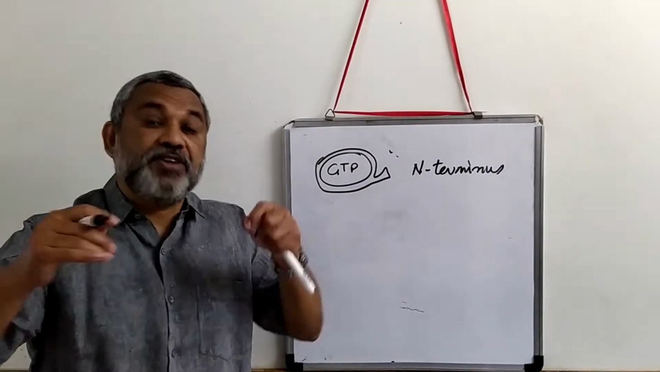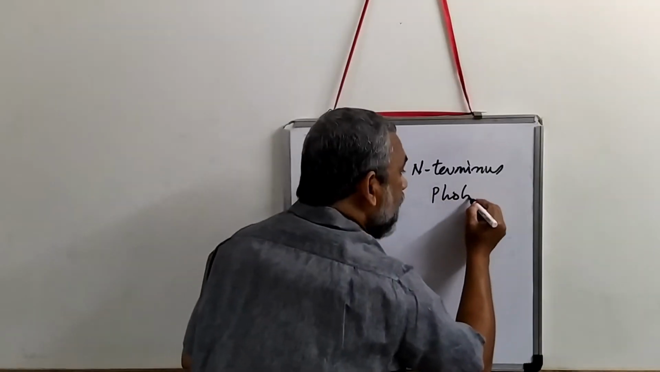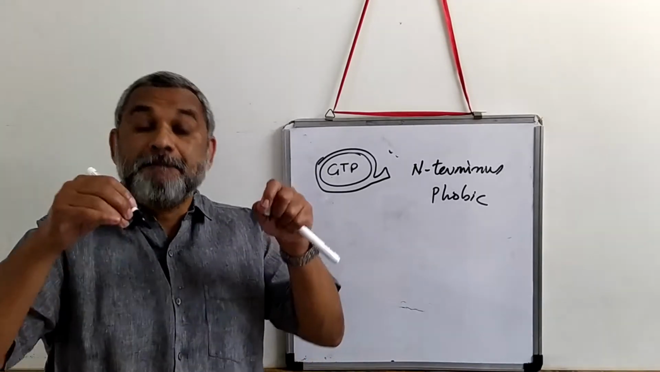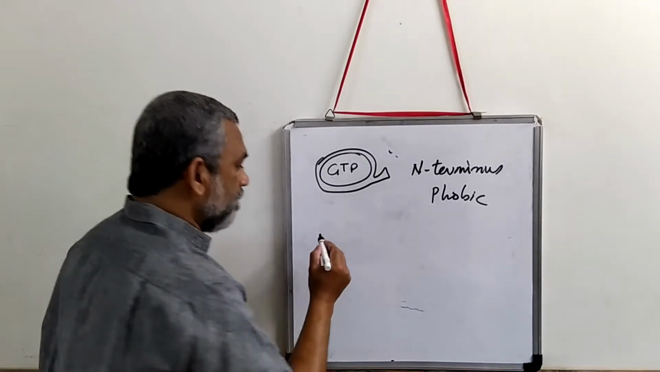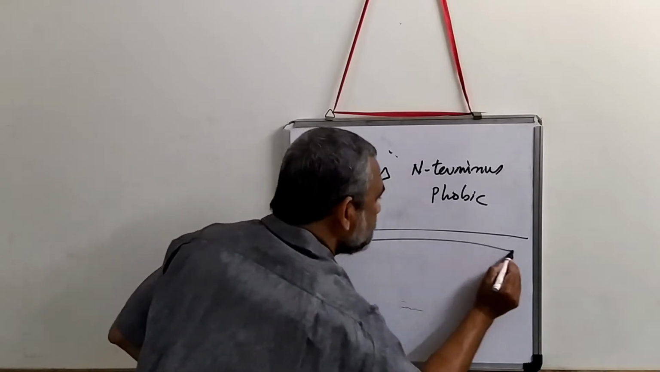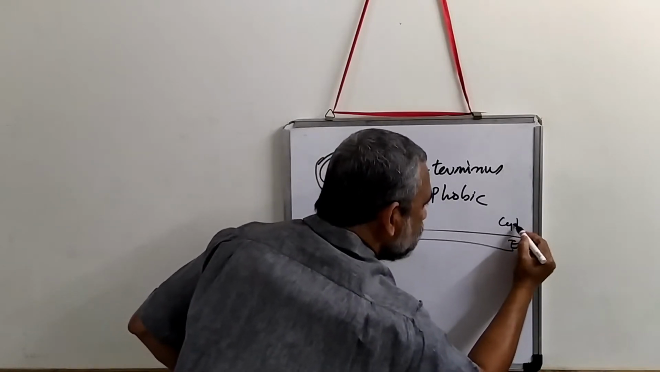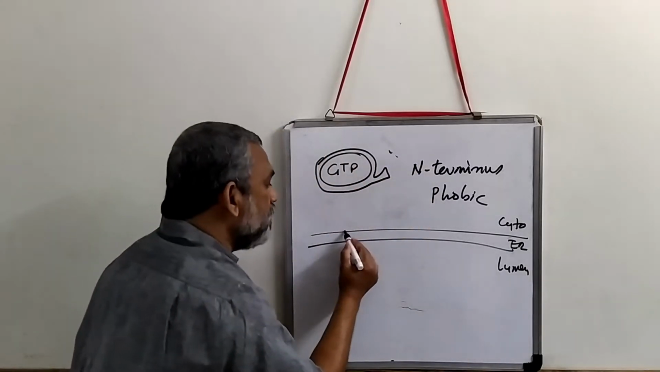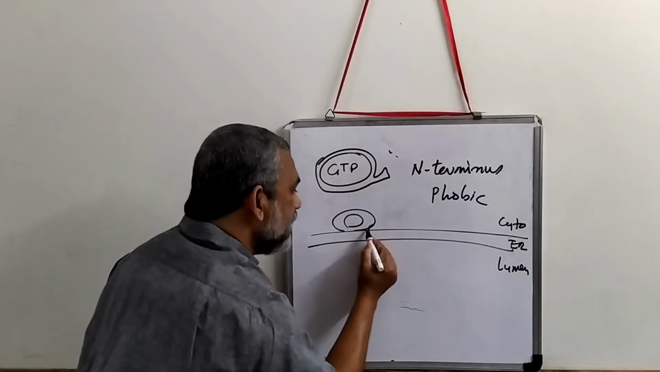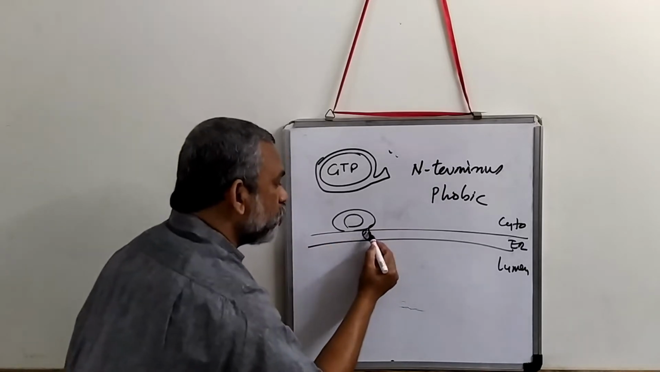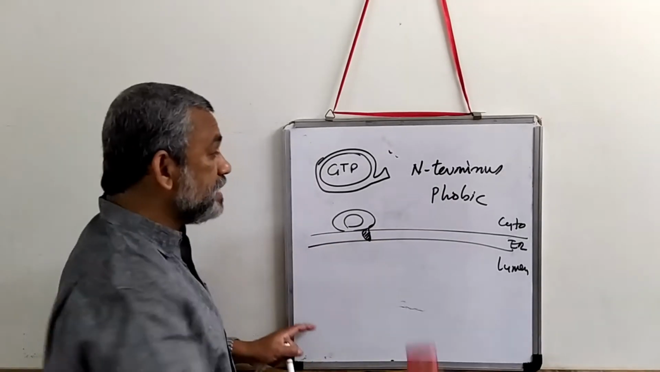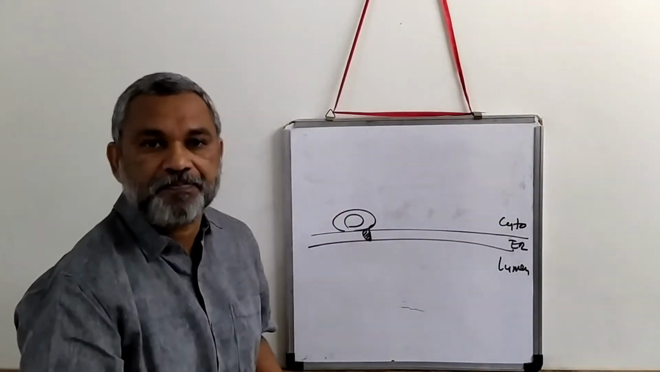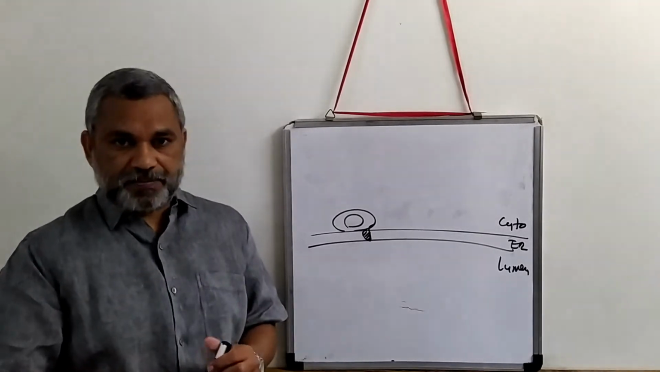That N-terminus is hydrophobic, and this hydrophobic region will get inserted into the membrane of the endoplasmic reticulum. Assume this is the endoplasmic reticulum membrane, this is the cytosolic side, this is the lumen side. Now this GTP bound SAR is inserting itself into the membrane. This portion is the hydrophobic portion that is inserting itself. This is the first step that is happening in initiation.